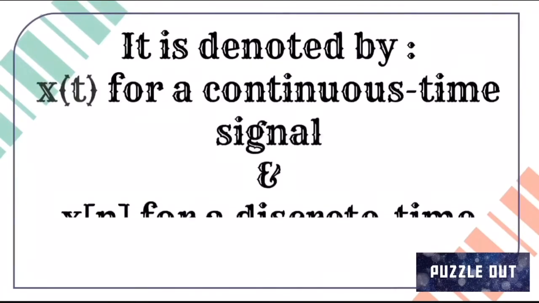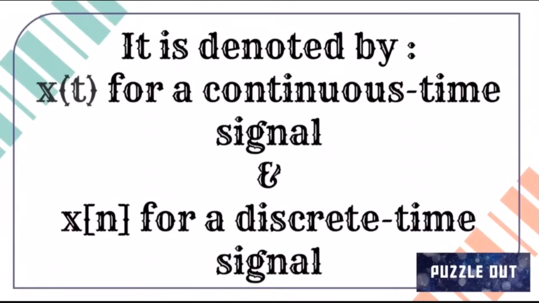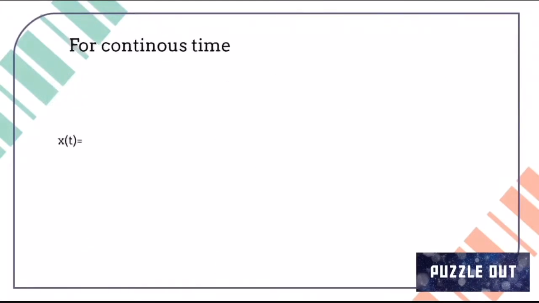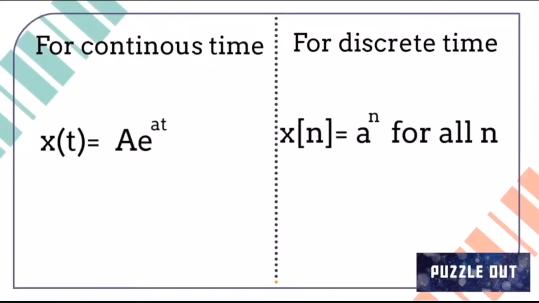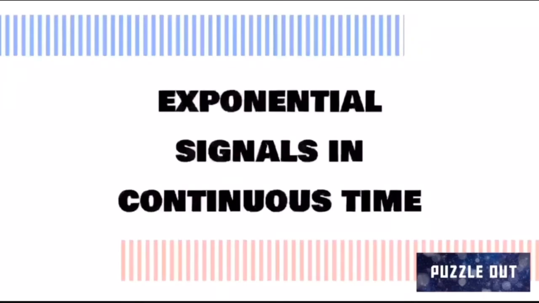Exponential signals. It is denoted by x of t and x of n in continuous and discrete time signals respectively. For a functional representation, in continuous time x of t equals e power at, and in discrete time x of n equals a power n. So the capital A here represents the amplitude. In the case of a unit signal, A becomes 1. The exponential graph changes for every value of A. So we consider the graph for different values of A.